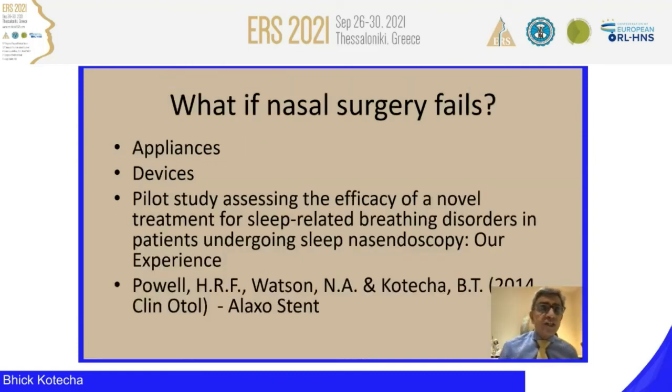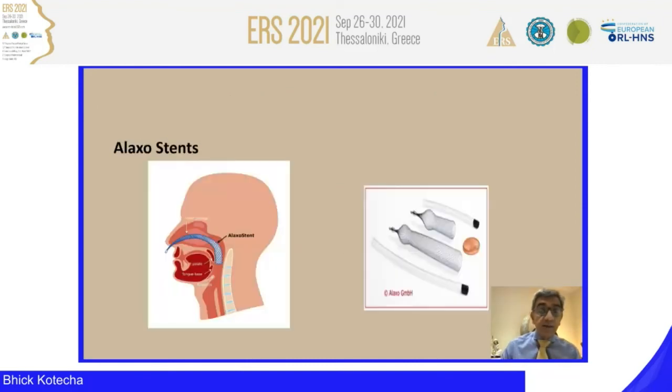So what if nasal surgery fails? You may then have to rely on appliances and devices. And we did some work with a device called Aerosol stent. And this was looking at a nasal stent where the patients were undergoing sleep endoscopy to demonstrate that the stent could make a difference. This particular study looked at a nasopharyngeal stent, but you can get a lot of different types of nasal stents. And this photograph here demonstrates the nasopharyngeal stent, where the stent is inserted through the nasal cavity and goes all the way back beyond the nasopharynx to the upper part of the oropharynx.